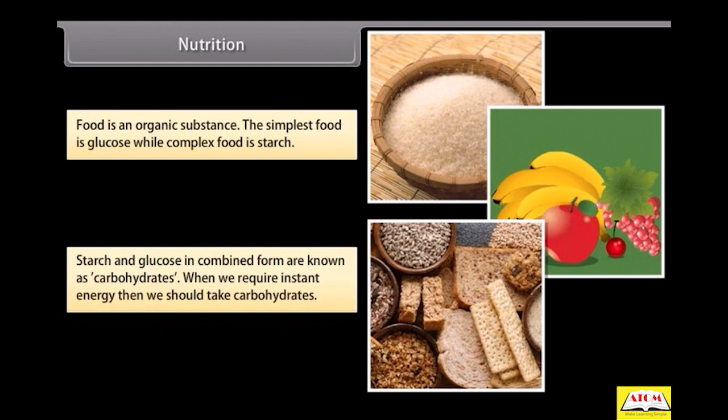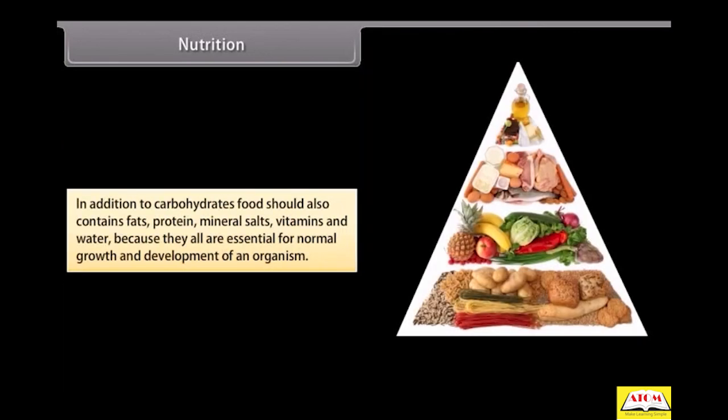When we require instant energy, then we should take carbohydrates. In addition to carbohydrates, food should also contain fats, protein, mineral salts, vitamins and water because they all are essential for normal growth and development of an organism.